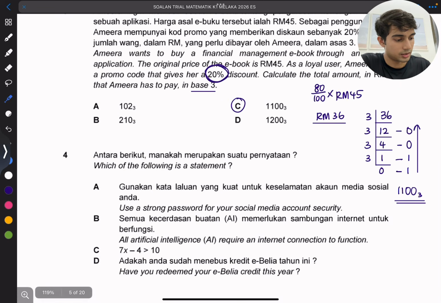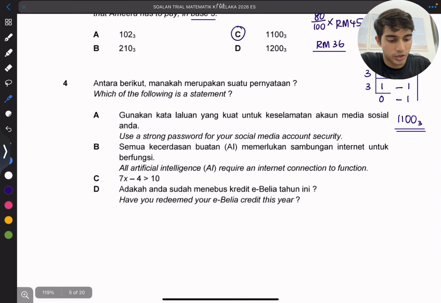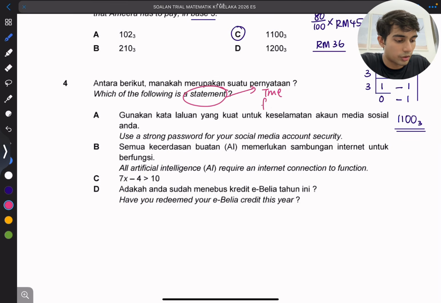Alright, next question. Which of the following is a statement? Okay, to identify if it's a statement or not, you must check whether it is either true or false. If it can be either true or false, that means it's a statement. If it cannot be either one, that means it's not a statement. Use a strong password for your social media account security. This is an advice. It's not true, it's not false. So it's not a statement.